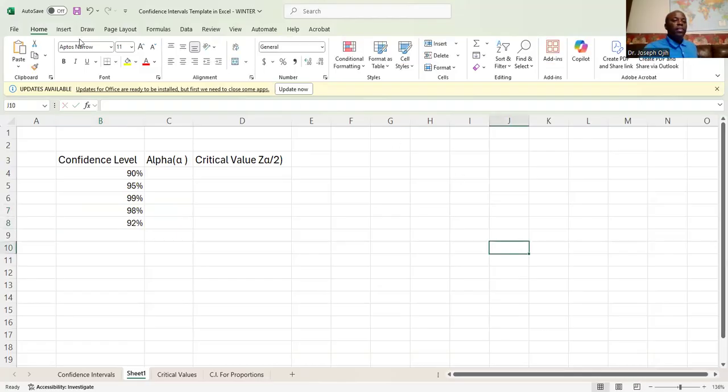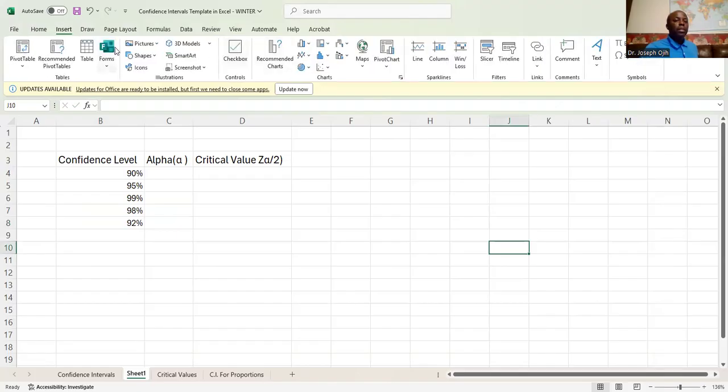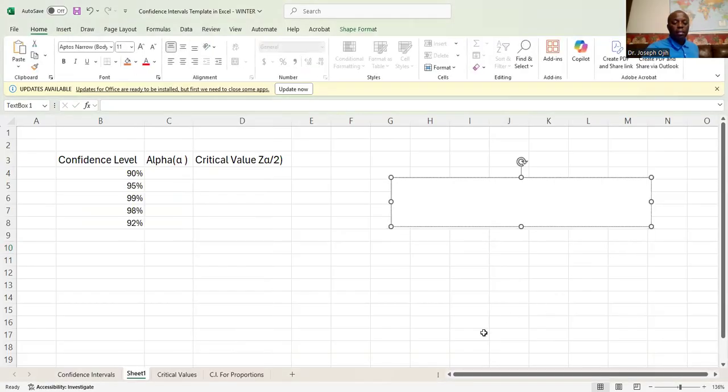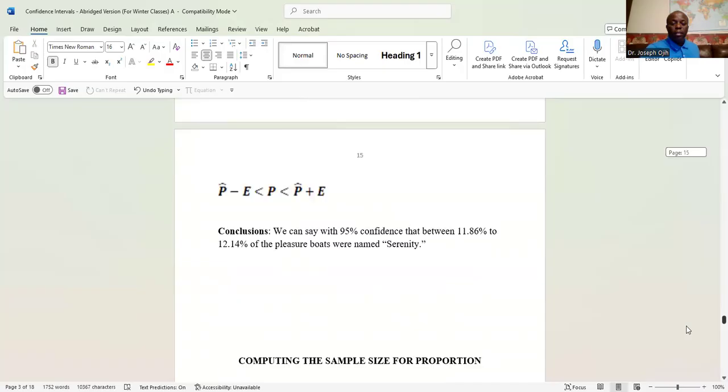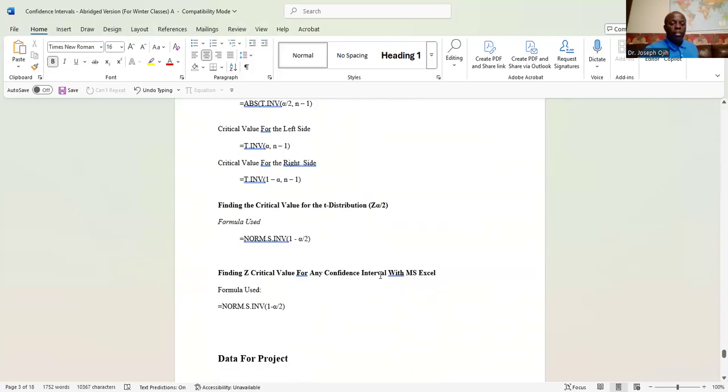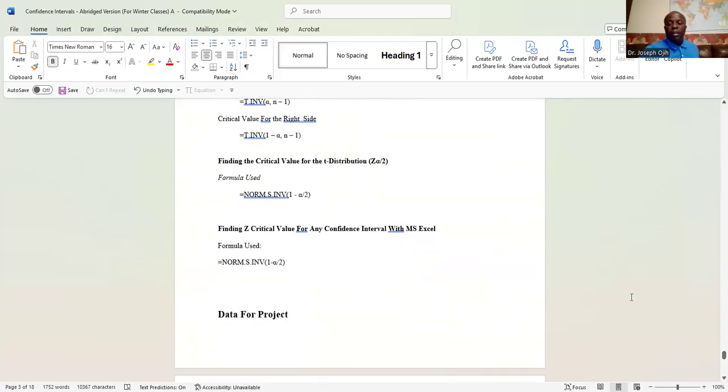So the formula for finding the critical values using Excel, I'm going to write it big on this side. What is it? As a matter of fact, I wrote it on paper for you in the handouts as well. I think I have it here. Yeah, you can see it all the way to the end. Finding critical value for confidence level in Excel. I can see it right here, but I'm going to write it for you anyway.